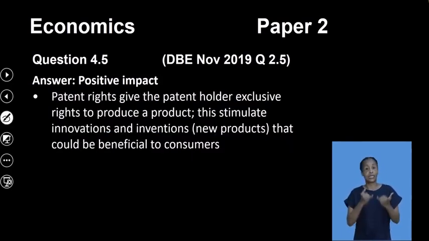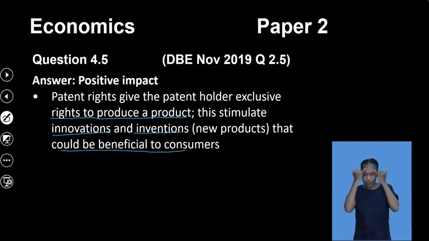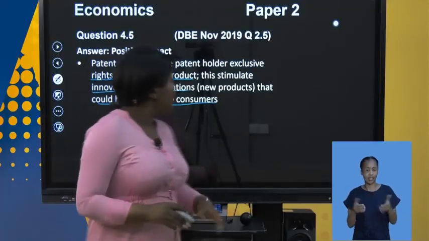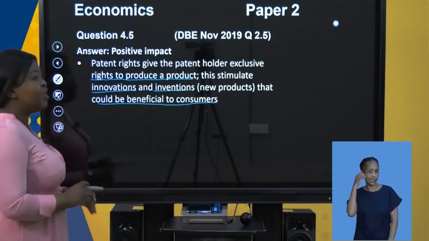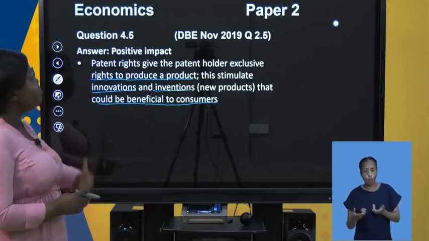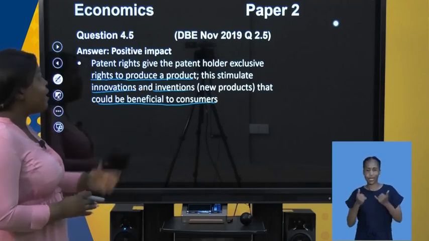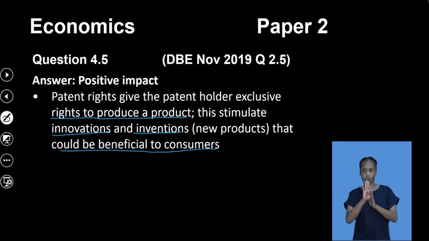Patent rights give patent holders exclusive rights to produce products, and this stimulates innovation and inventions that could benefit consumers. So there is continuous improvement because these guys have got patent rights, so they've got the exclusive right to manufacture certain goods and services. I can give you an example of our cell phone manufacturers. There is continuous improvement in terms of their product offering. They continuously upgrade their product to consumers. So this benefits consumers.